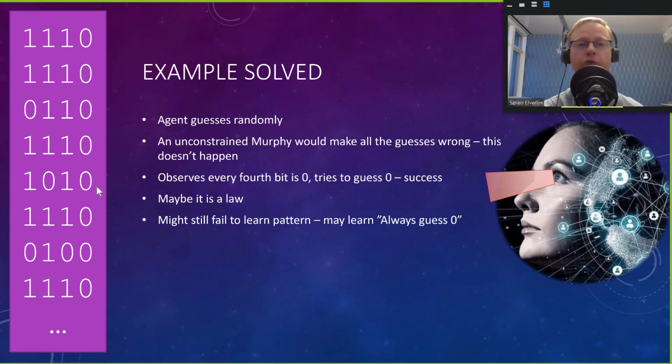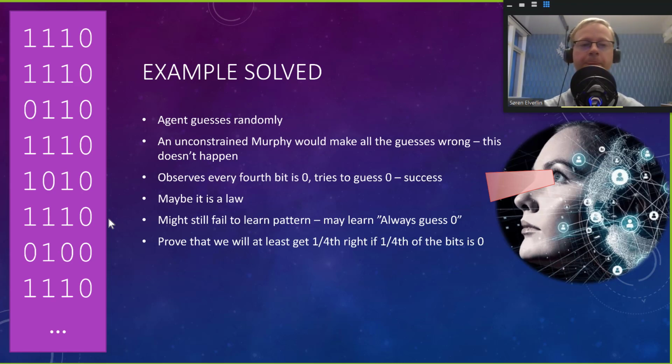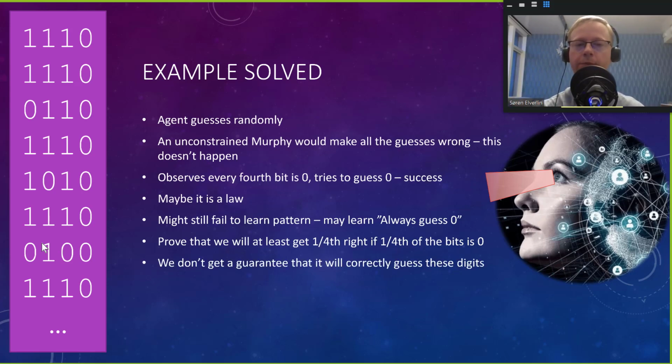It is not possible to prove that the Infra Bayesian agent will in general be able to learn the entire pattern. In this particular case, where every fourth bit is 0, it's possible that it will just learn to always guess 0, and that of course gets at least 1/4 of the possible reward, which is not very good, but it's still substantially better than the maximally bad solution we saw previously. We can in fact prove that if 1/4 of the bits is 0, we will at least get 1/4 of the bits right, and that's kind of valuable. That's a lot better than we had with the classical learner.